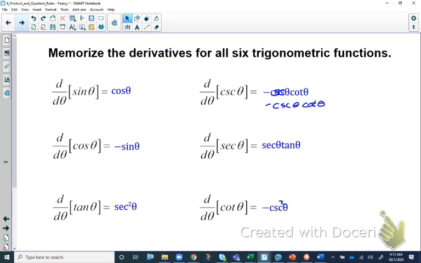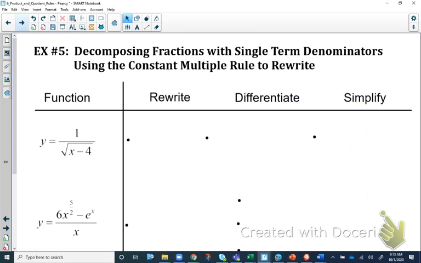So here they are written out. You can go ahead and fill those into your notes. And apparently when I typed them up, I had a couple of typos there. But let's go ahead and move on to our next examples.